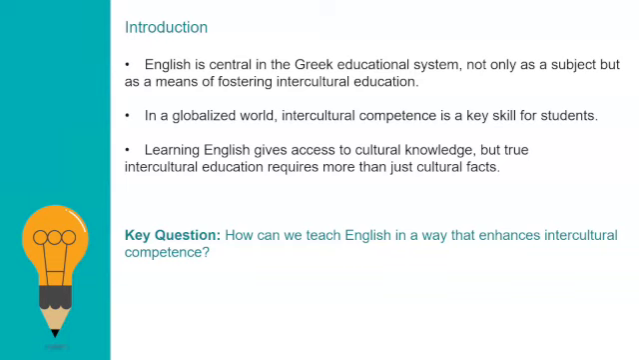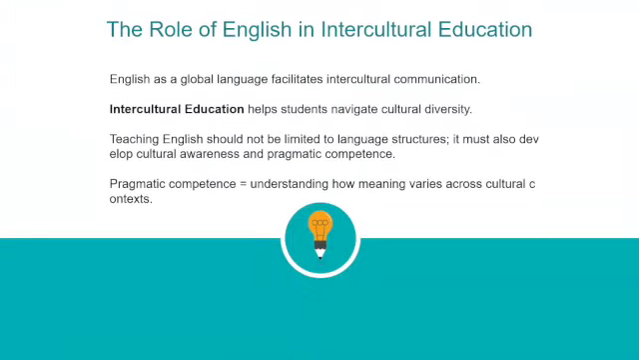This question will guide our discussion as we explore the role of conversation implicatures and corpora in promoting both language proficiency and intercultural understanding. So it's true that English as a global language plays a fundamental role in facilitating intercultural communication. It allows individuals from different linguistic and cultural backgrounds to connect, collaborate, and share ideas. Intercultural education is crucial because it helps students navigate cultural diversity, not just by learning about different cultures, but also by developing the skills needed to interact effectively in diverse settings.